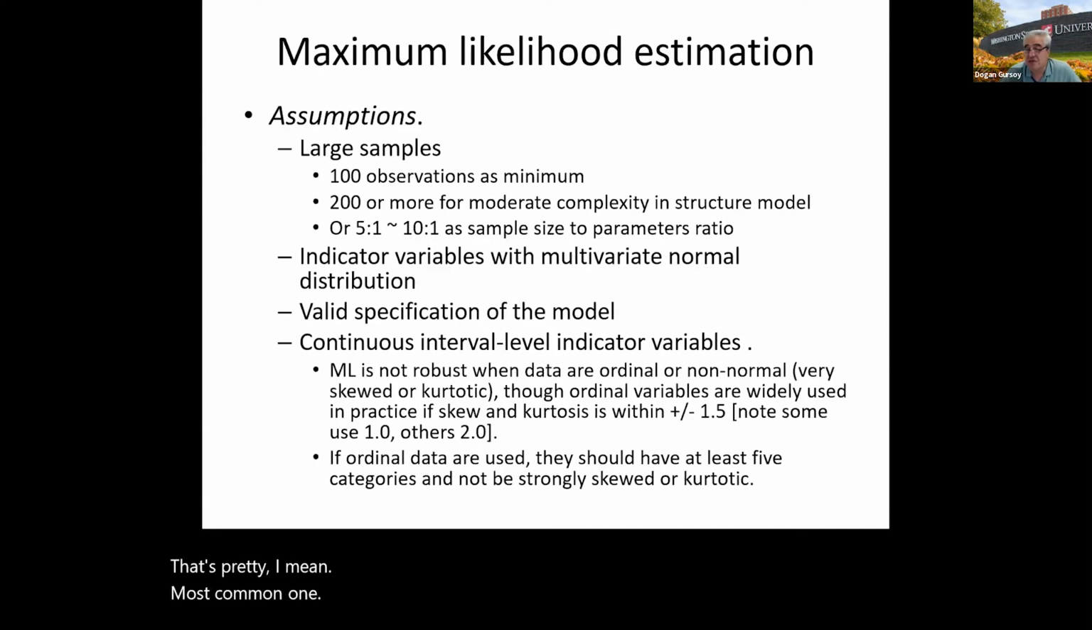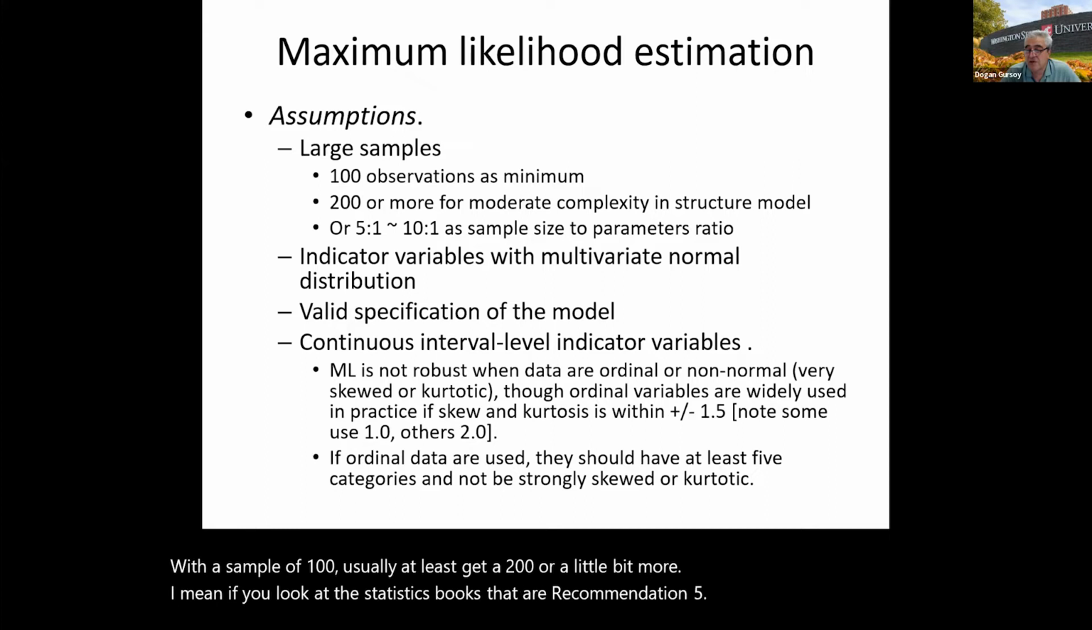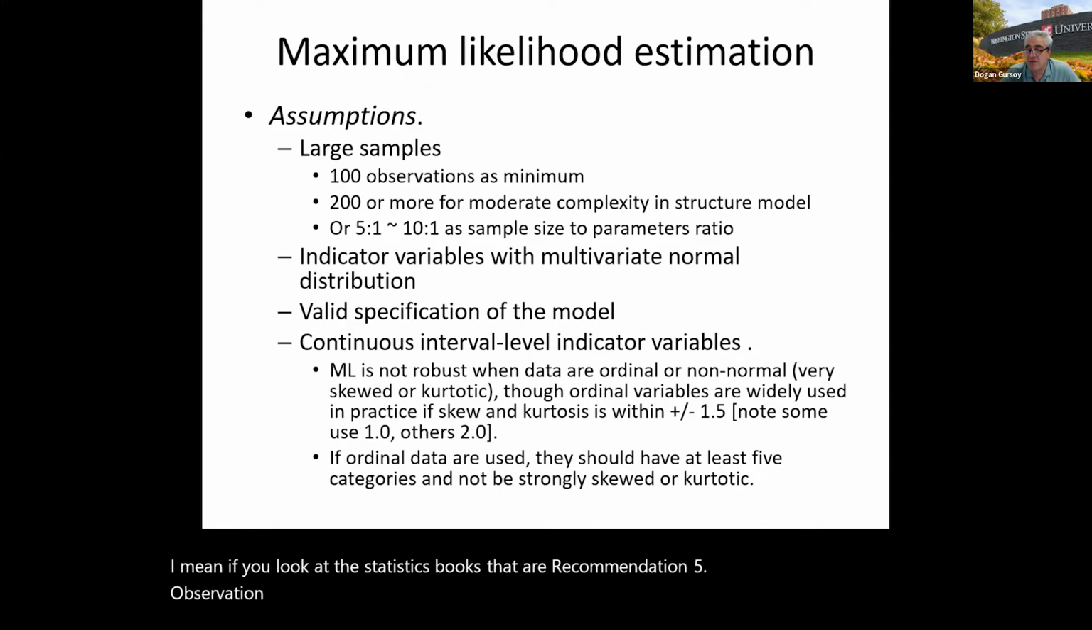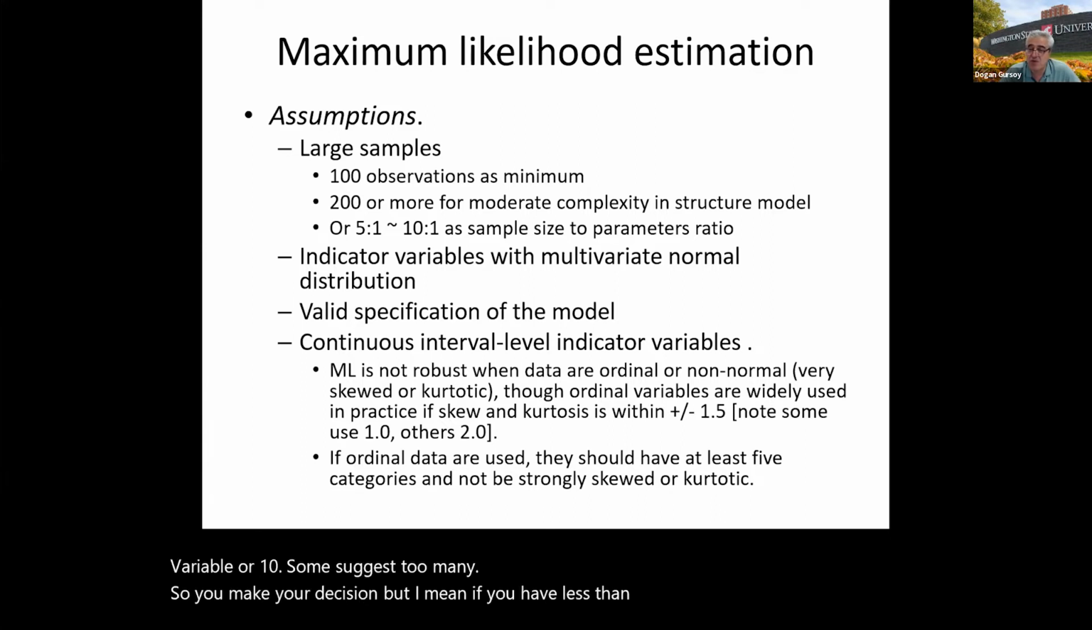The assumptions are very simple. It says 100, but it will be really hard to publish a paper with a sample of 100. You should get at least 200 or a little bit more. If you look at the statistics books, the recommendation is 5 observations, 5 responses per variable, or 10. Some suggest too many. So you make your decision, but if you have less than 200, reviewers will raise concerns about your sample size.